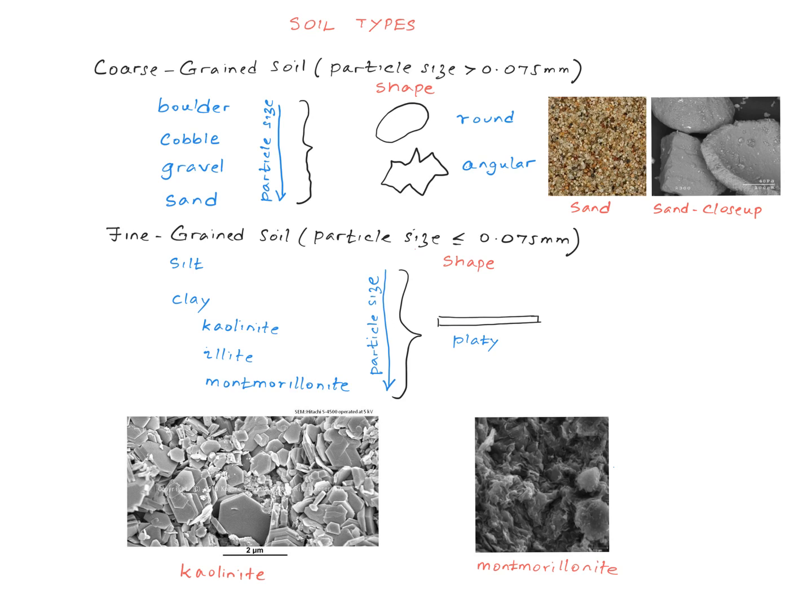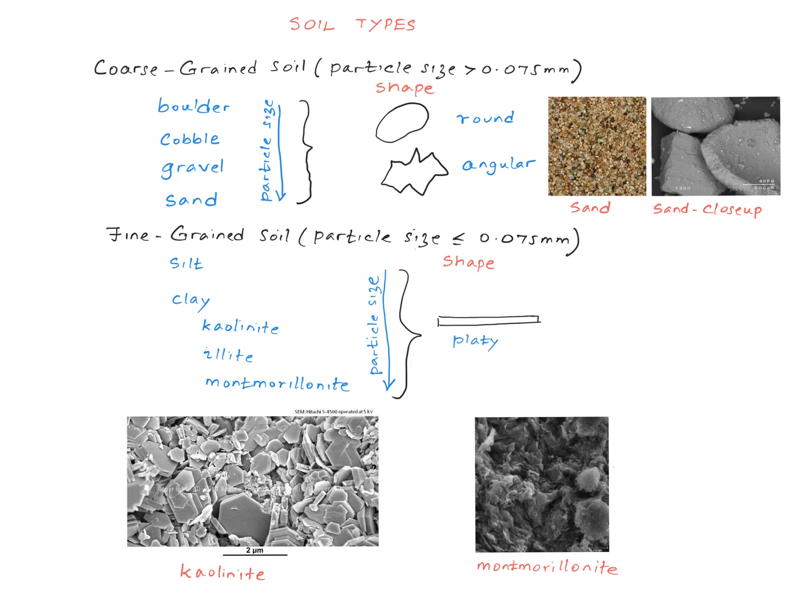Within the coarse-grained soil group, we have boulders, cobbles, gravels, and sand, once again depending on the particle size. The particle size decreases as you go down in this list. The shape of coarse-grained soil particles is either round, like this, or angular, like this.